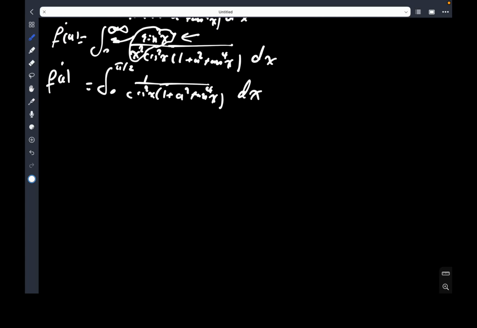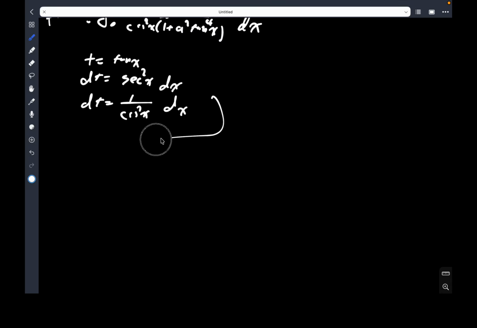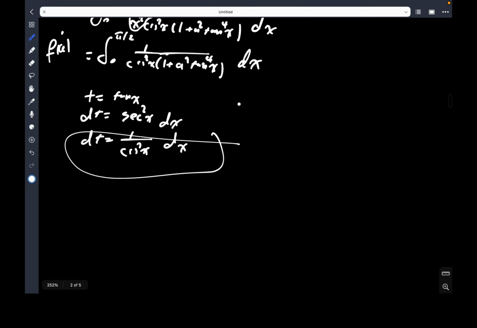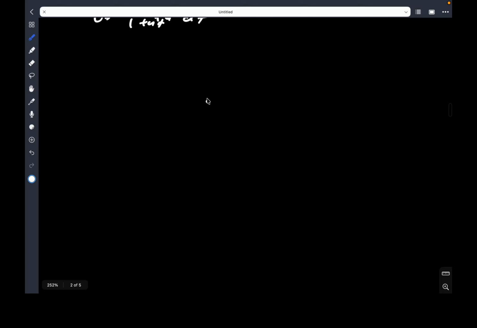It's going to be f prime of a. Now I can define t to be equal to tan x, and my dt is going to be secant squared x dx, which is 1 over cosine squared x dx. So now I'm going to do this substitution here. F prime of a is equal to the integral from 0 to infinity of 1 over 1 plus a squared t to the 4 dt. So you can go ahead and try to solve this integral, but I'm going to do the rest for you.